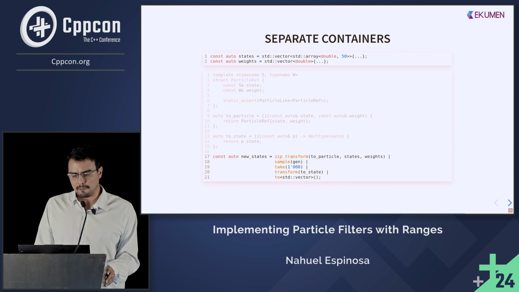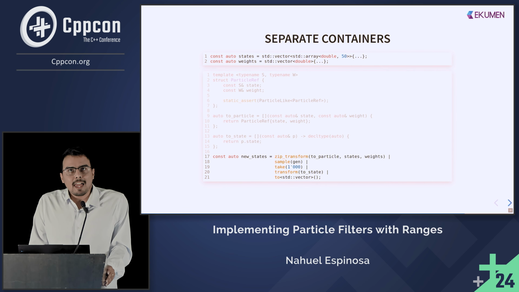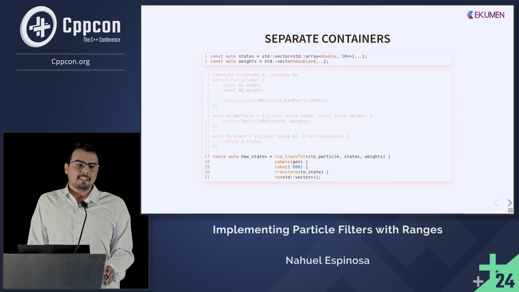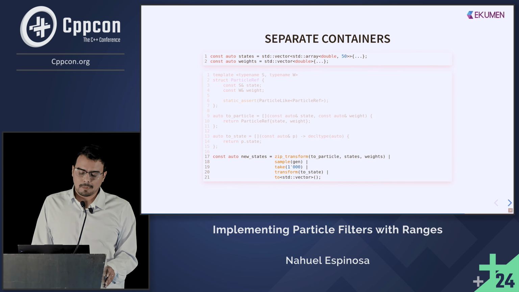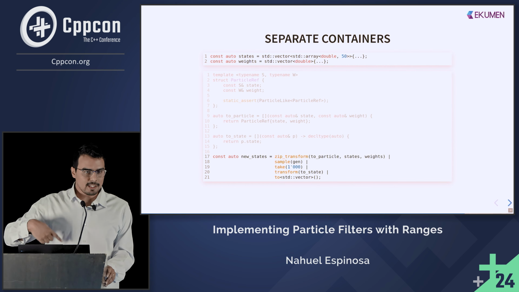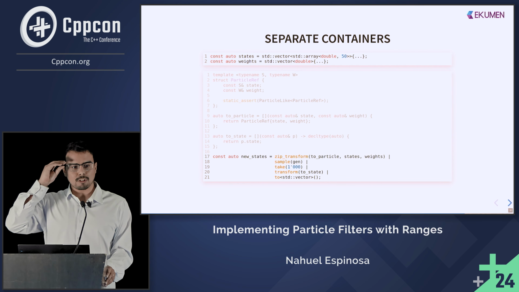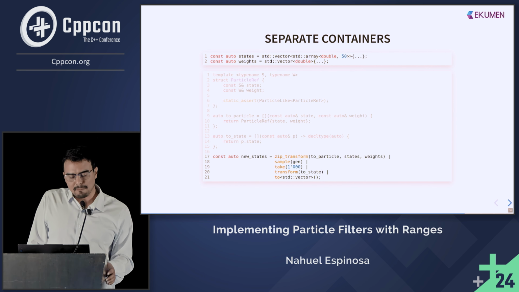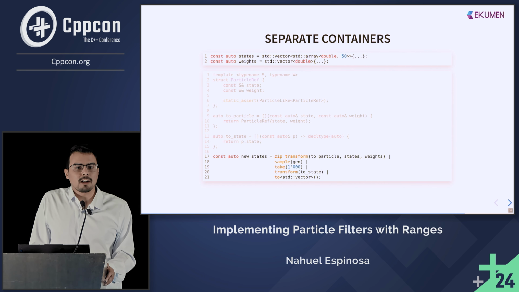Just as a note, before I leave this slide, our adapter is not entirely lazy, like the ones provided by the standard library, because constructing our sample view will actually iterate over all the weights of our particles to instantiate our discrete distribution. But the expensive part here is actually calling the RNG. So I think we should be fine.